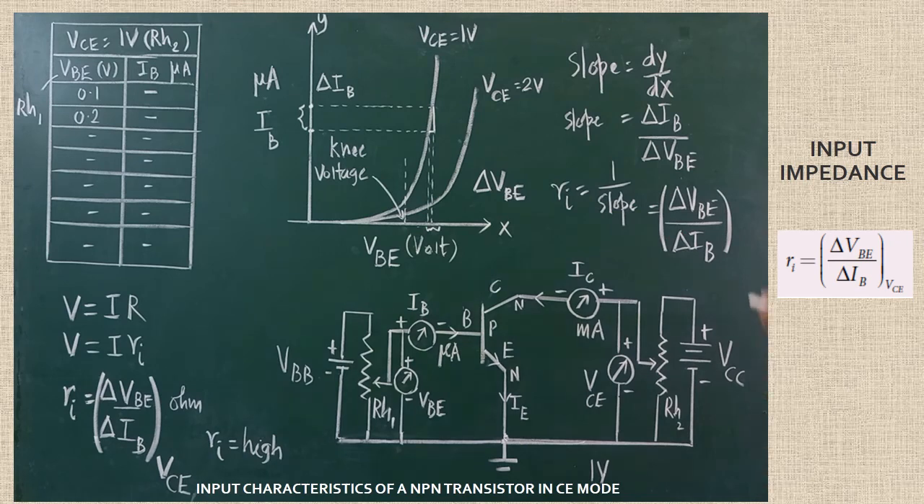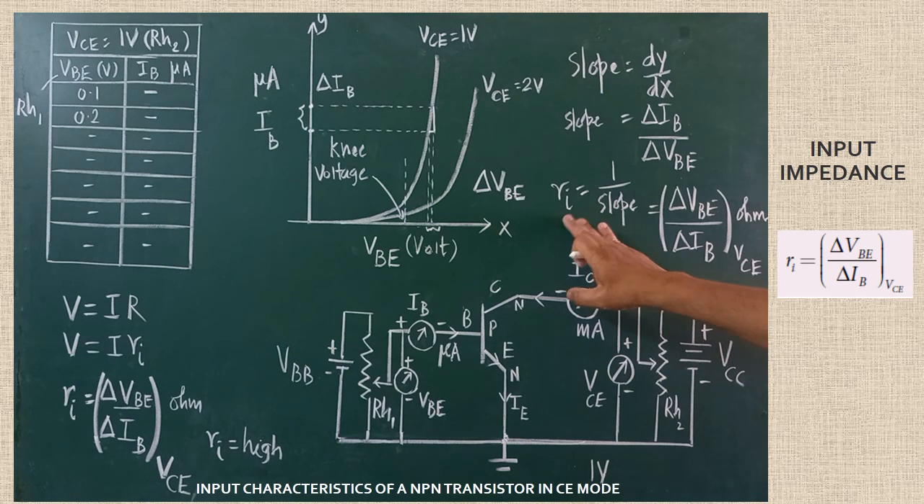Are you clear? So by that time, which one is kept constant? VCE is kept constant. And the final value must be written in terms of ohm. That you should not forget. Are you clear? You will get the value finally in terms of ohm. The value of Ri will differ from transistor to transistor. Transistors are available in different numbers, so different transistors will possess different values of Ri.